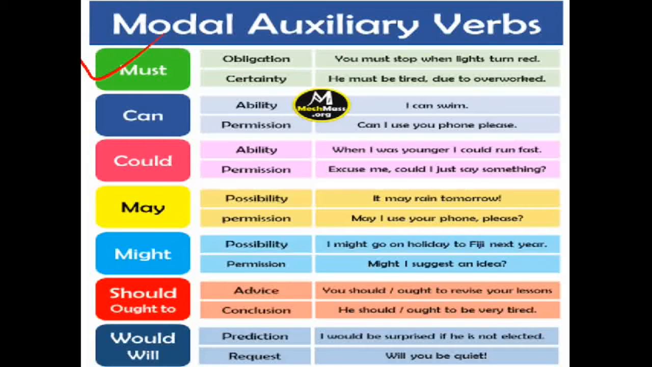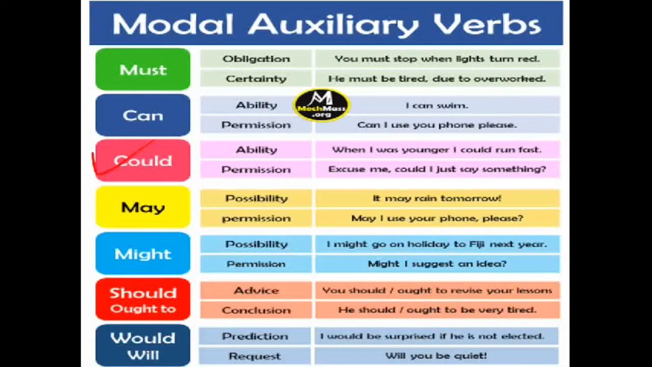Must. The first sentence, modal auxiliary must, shows you obligation. The second sentence, modal auxiliary must, shows you certainty. Next, can. The first sentence, modal auxiliary can, shows you ability. The second sentence, modal auxiliary can, shows you permission.